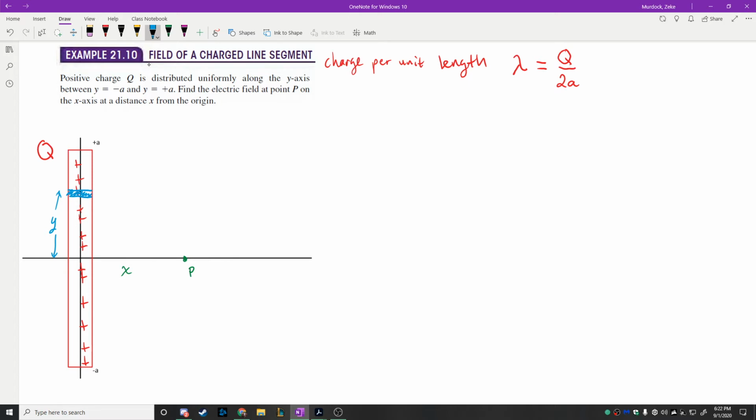The amount of charge contained within that little piece that we've written right there is going to be dq. The charge inside of that little blue piece is the amount of charge that we're cutting out of this. The thickness of this piece, since it's along the y direction, is going to be dy. It's like a small change in the y direction.